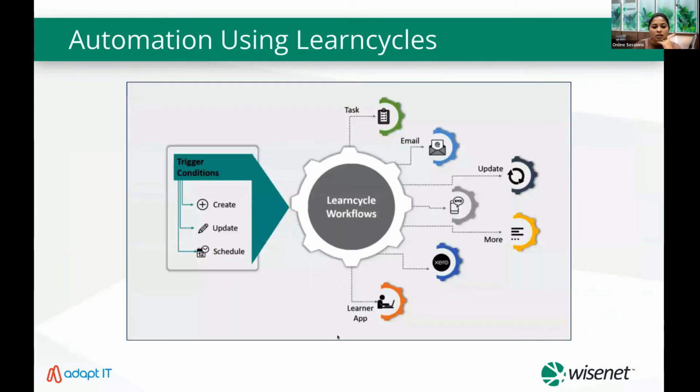You can use learn cycles to automate your processes, ensure the right piece of communication is going out at the right time. Most of your manual administrative processes can be automated with the right tools. You can retire your manual processes like data replication and grow your business with the learn cycle workflows in Wisenet.